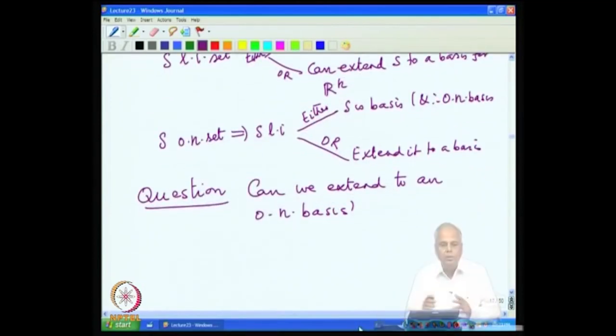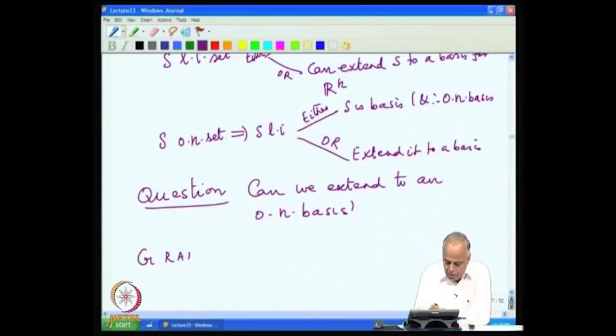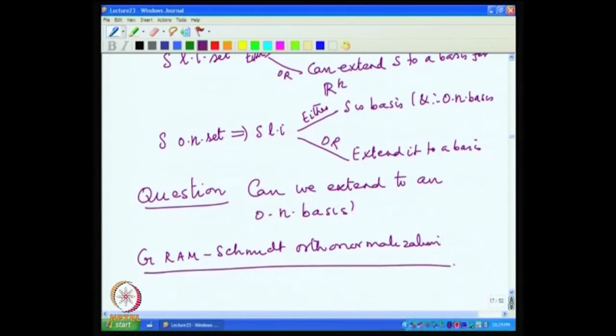So, given any orthonormal set, it is either an orthonormal basis, or it is a linearly independent set which can be extended to a basis. The question is, can we extend it to an orthonormal basis? In other words, is every orthonormal set a basis or can it be converted to an orthonormal basis? Now, we shall investigate this question. The main ingredient required for this is what is known as the Gram-Schmidt orthonormalization. The main idea is that given any linearly independent set, we convert it to an orthonormal set in such a way that the space spanned is not lost. We shall look at the details of this conversion in the next lecture.